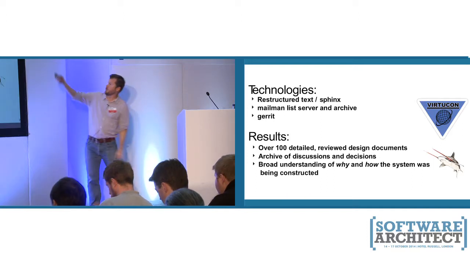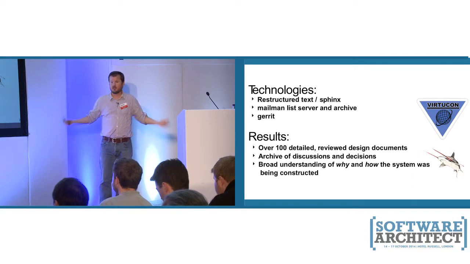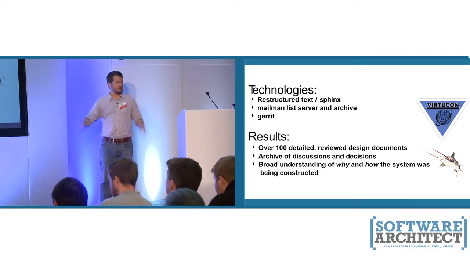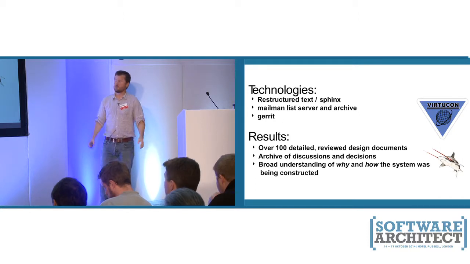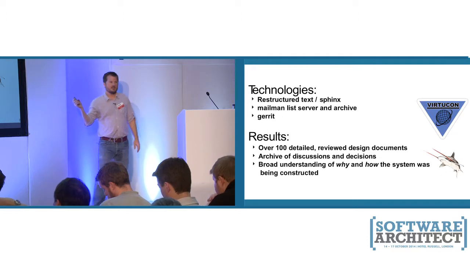The technologies we used, again, reStructuredText. We used Sphinx. Mailman, just a simple GNU Mailman installation for discussions, and it was great. It was indexed, it was fast, it was simple. We all knew how it worked. Everybody has email. We used Gerrit for reviews.